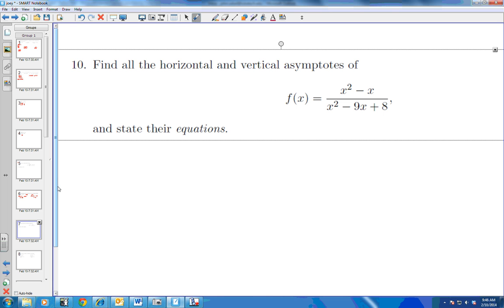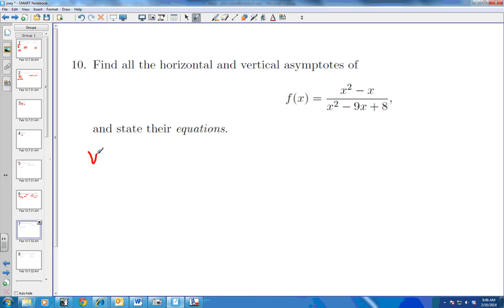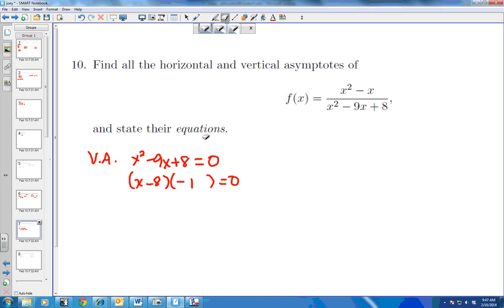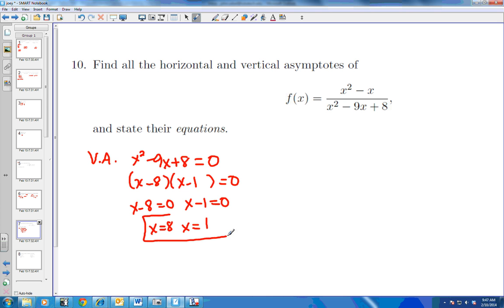Number 10, find all the horizontal and vertical asymptotes. Okay, vertical asymptotes are easy. We set the denominator equal to 0 and then solve. I can solve this by factoring. I know my signs are the same and they're both minus. Factors of 8 that, when I add them, give 9 are 8 and 1. So (x minus 8)(x minus 1). When I set each factor equal to 0 and solve, I get x equals 8 and x equals 1 as my vertical asymptotes.